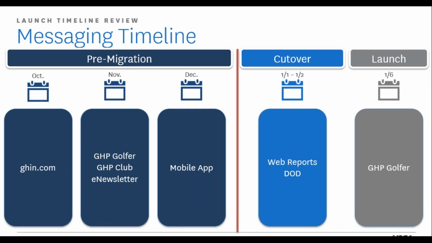Hopefully you have seen them already, but they've been applied on the GHIN.com website, the GHP Golfer, the kiosk, our club website, the e-newsletter program. We've put messages on the mobile app as well as the other products. And this will also be important during that cutover time period when we're doing the data migration. Should anybody go to one of the URLs on the internet, they will get a message alerting them that the product is not available and will be launched on Monday, January 6th.